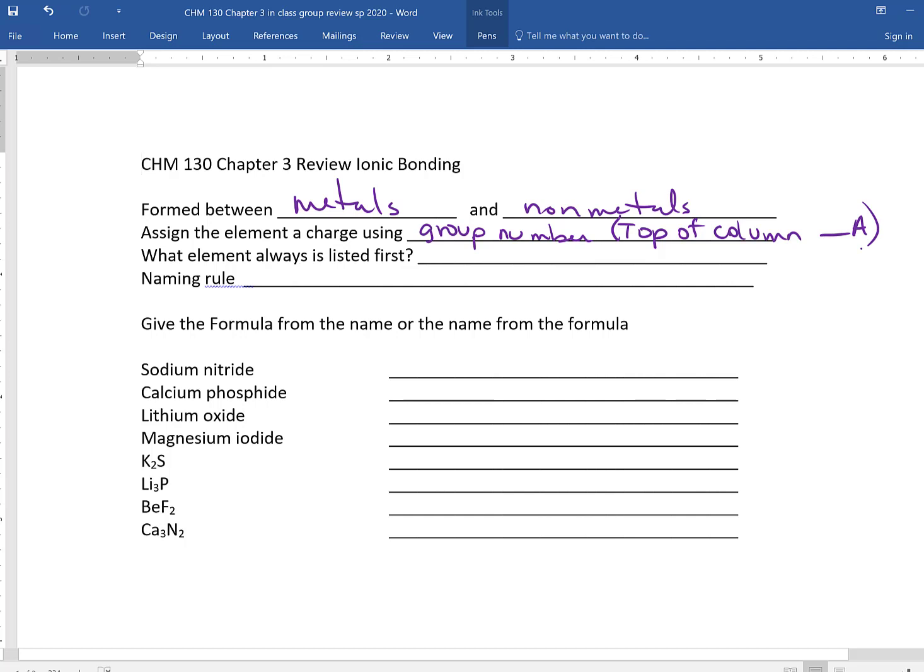So again, not on that periodic table, but on this periodic table, you see that you have 1A, 2A, 3A, 4, 5, 6, 7, and 8A. That number tells you the number of valence electrons. So if you're talking about the metal, that number is its positive charge. So the metal's always going to have a positive charge by that group number. The nonmetal is always going to have a negative charge. So if you take the group number minus 8, that will tell you the charge for the nonmetal.